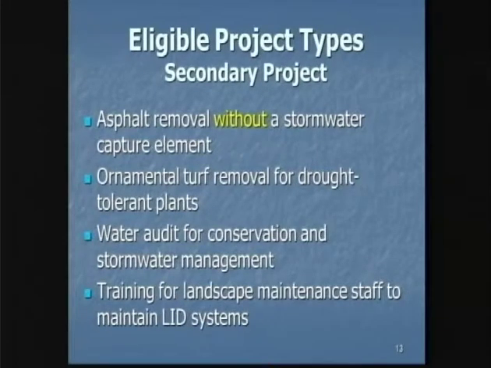Then I've called what we would have as a secondary type of project, where you're not doing a true stormwater capture project, but you are going to have some elements that support that objective. Maybe you're proposing to remove some asphalt to increase perviousness, but you won't have a true stormwater capture element. Or you're removing ornamental turf and installing some drought-tolerant plants. You're going to complete a water audit, or you're going to get some education for your landscape maintenance staff to support some of these new installations.